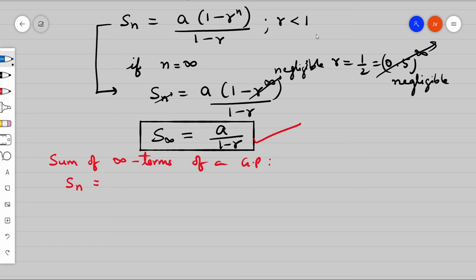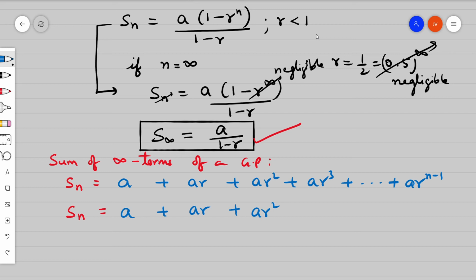So let me derive it. The sum of n terms of a GP is a plus ar plus ar square plus ar cube, and the process continues with the last term ar to the power n minus 1. Let me rewrite the sum of the first n terms of a GP as a plus ar plus ar square plus ar cube, and so on up to ar to the power n minus 1. Once again, throughout the second equation, I will multiply by r. So the first term becomes ar, the second term becomes ar square, the third becomes ar cube, the fourth becomes ar to the power 4, and the last term becomes ar to the power n. Why? Because it was earlier ar to the power n minus 1, and now we have multiplied by r.